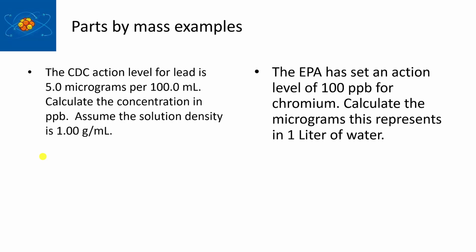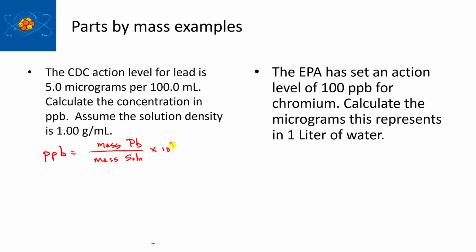ppb represents grams, right? We would take the mass of the solute, so in this case the lead, and we would divide it by the mass of the solution, and then times, now billion is 10 to the ninth, right? So we multiply by 10 to the ninth, and that would give our parts per billion.